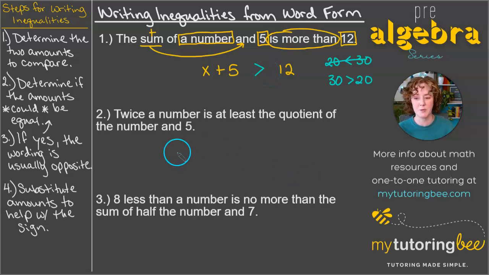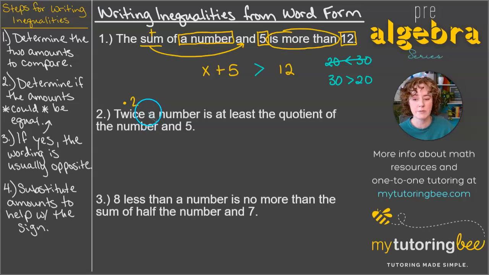Let's try problem 2. Twice a number is at least the quotient of the number and 5. Okay, so a lot going on there. Again, we're just going to start with our first step, determine the two amounts to compare. All right, twice a number. So twice, I know, is specifically talking about multiplying by 2. So I'm just going to write that as a little note for myself.